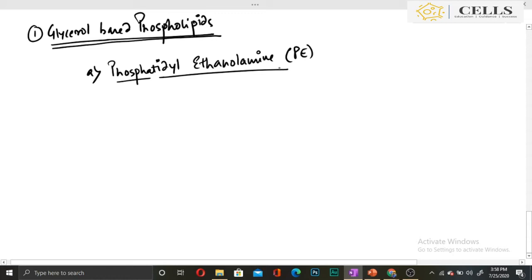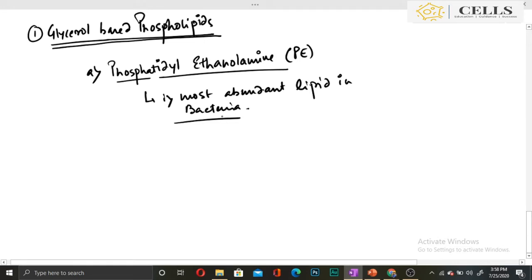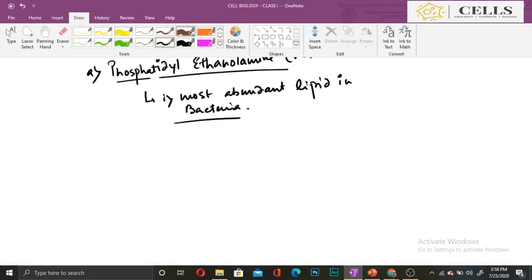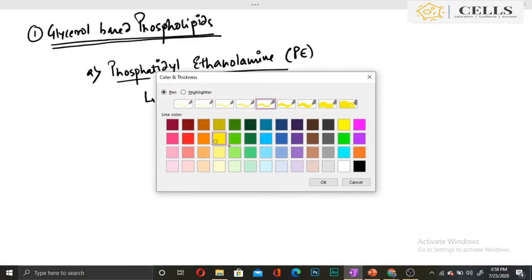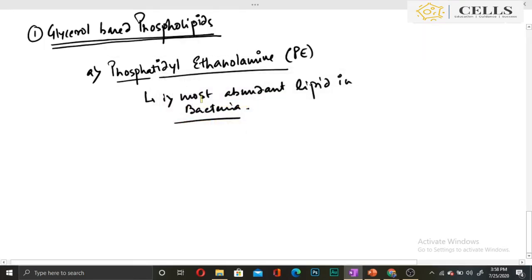Point number 1, which is very important, is that this is the most abundant lipid in bacteria. Many questions actually come from this section. So just make a highlight: most abundant lipid in bacteria. Okay, next point.